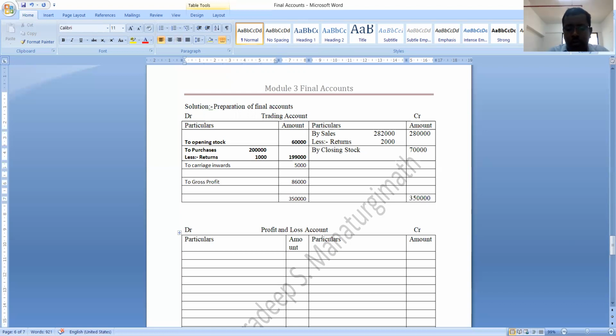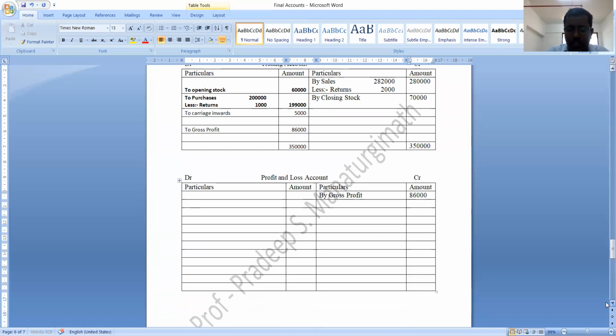Whether it is a gross profit or a gross loss, it must be recorded in which account? It must be recorded in the profit and loss account. These are all interrelated statements. Now we got gross profit in the trading account. Let us shift that gross profit to the profit and loss account. So write down by gross profit. What is the amount of gross profit? It is rupees 86,000.